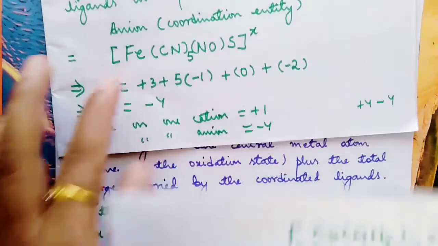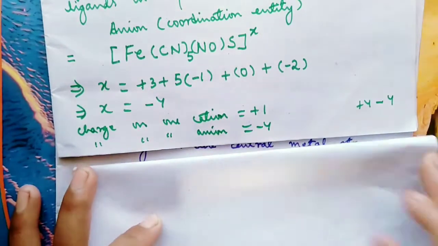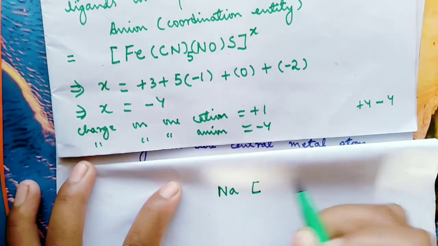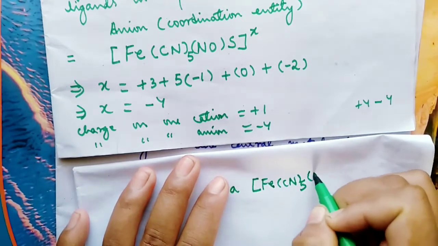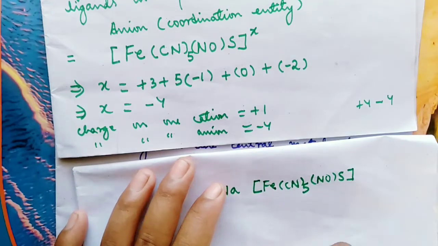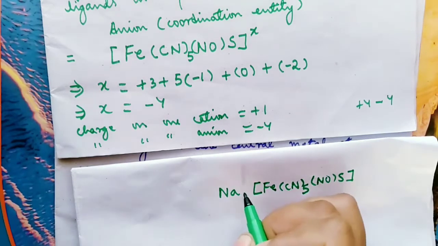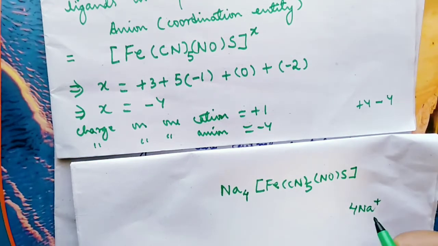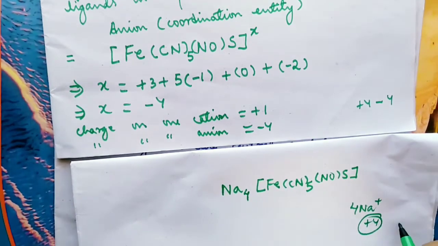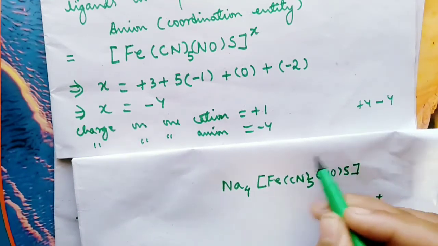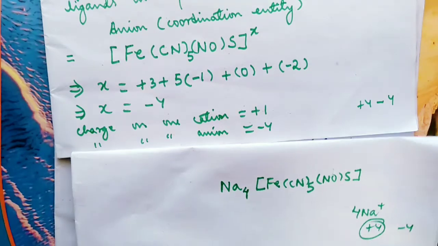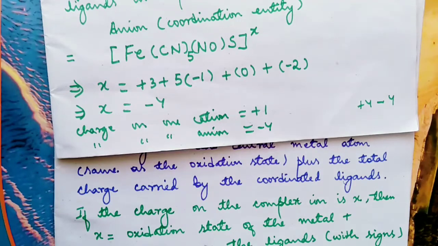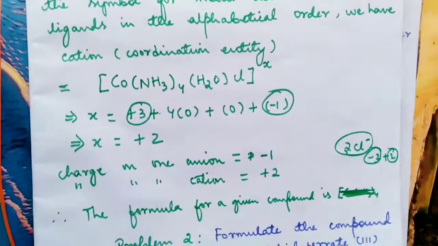So what would be the formula then? The formula for the compound should be of this form. Write sodium, and then the coordination entity: CN5, nitrosyl, sulfur. Here we should write 4. Why? Because Na4 means 4 Na plus, and 4 Na plus means +4. This +4 will then get cancelled with -4, the charge carried by this complex anion. So this is how we formulate the compound when the name is given. That's all. Thank you.